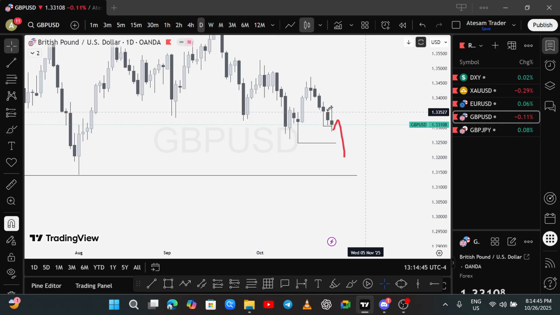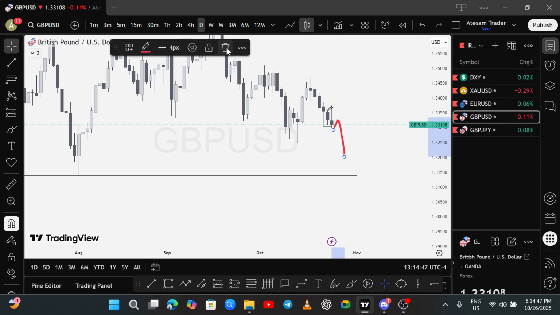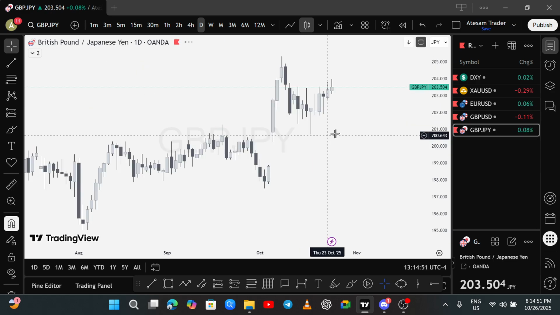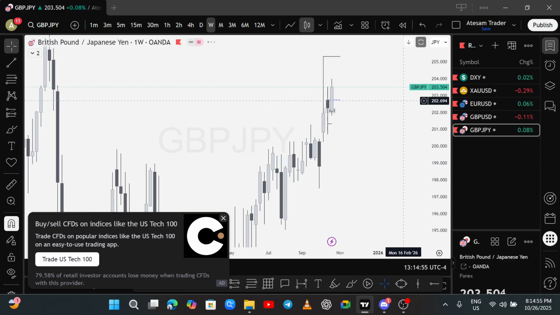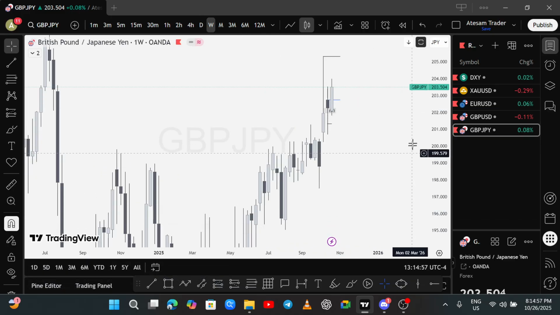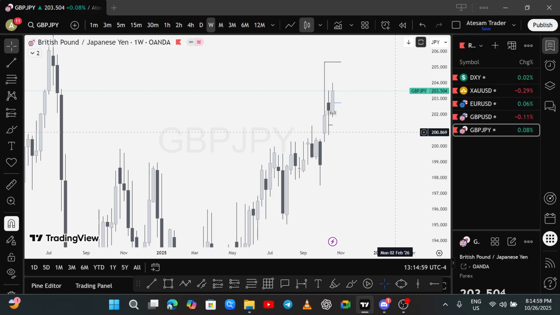So GBP USD and gold are clear to me. GBP JPY is not clear. Waiting game on the GBP JPY. So this is the weekly outlook. Looking good, not that bad a week I'm expecting.